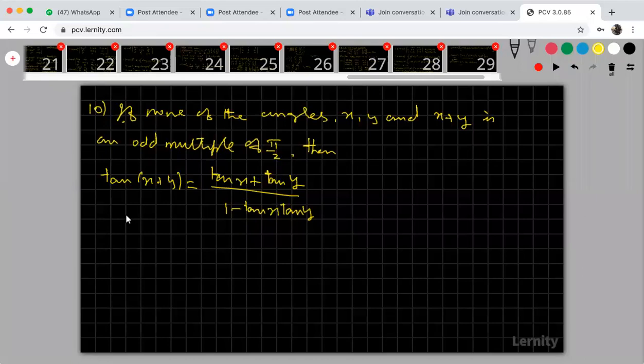Okay, why, sir? Why are you telling that? What is the meaning of this? What is the necessity of this? Why are you adding this additional condition to the simple identity? I will tell that.